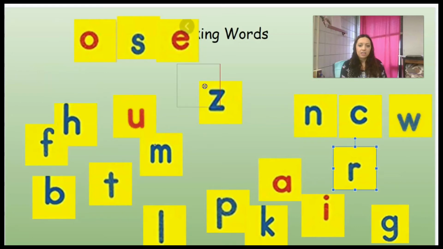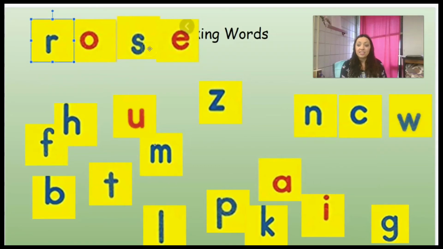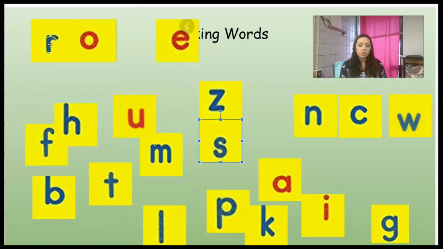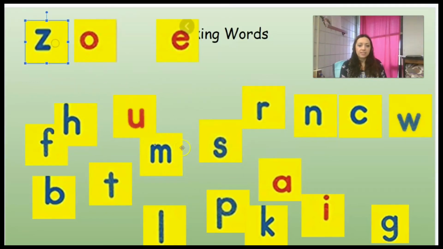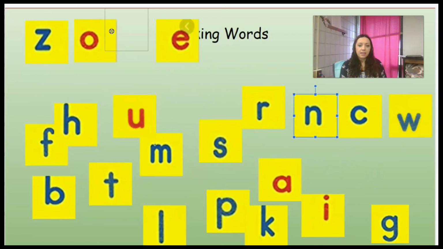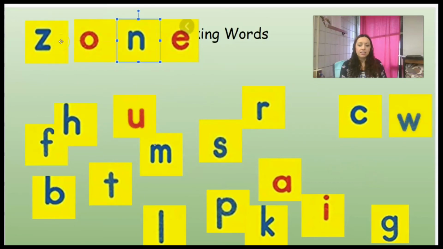What if I change it to an R? This is a word that goes with one of our picture cards. Rose. Rose. That's right. It's one of our picture cards because, listen, that S makes a Z sound instead of the S sound. Rose. All right. Let's try one more for today. What if I put a Z and an N? I've got Z. Own. Zone.